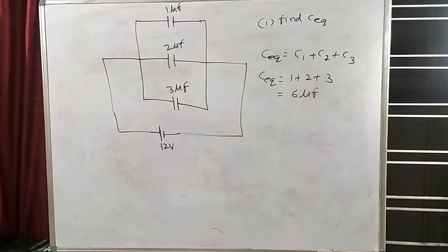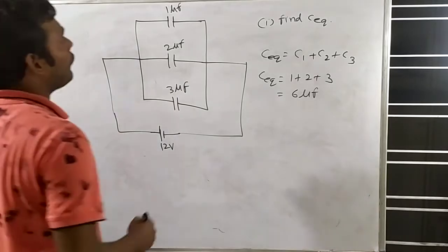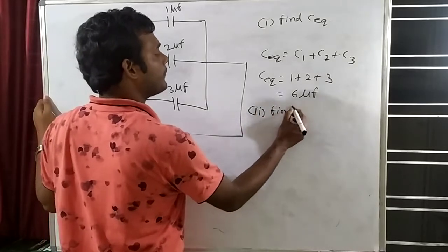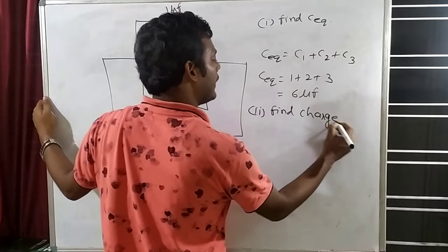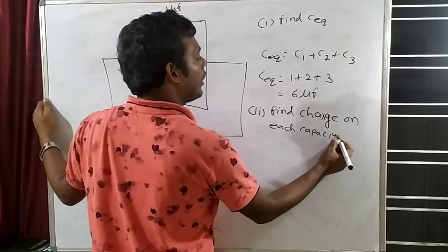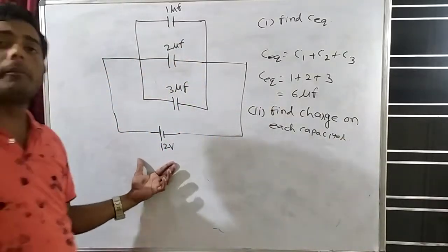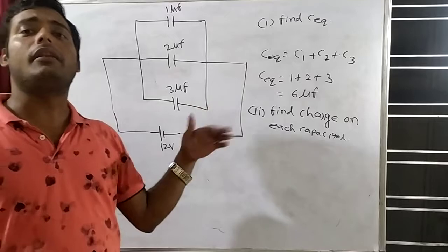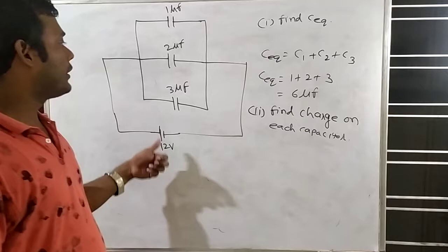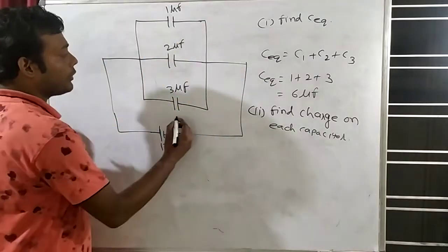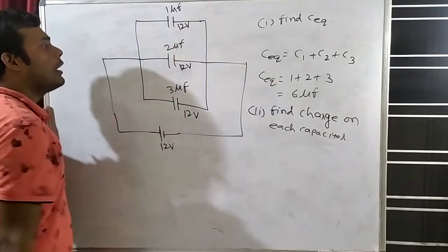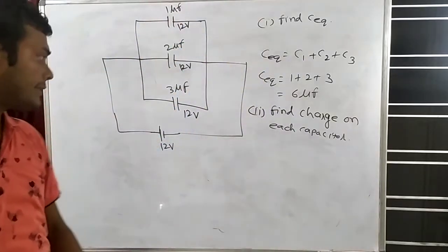If I ask you what will be the charge on each capacitor, second question, find the charge on each capacitor. Can we find? How will we find? See here, the potential is how much? 12 volt, and we know that when capacitors are connected in parallel, the potential across each capacitor will be the same. So the potential here will be 12 volt, here also 12 volt, and here also 12 volt.